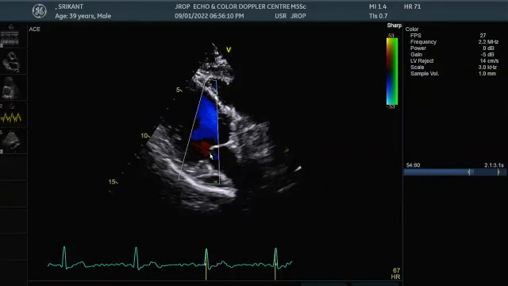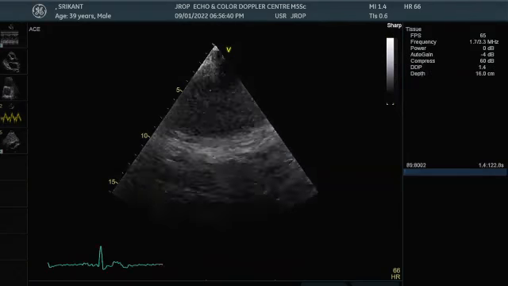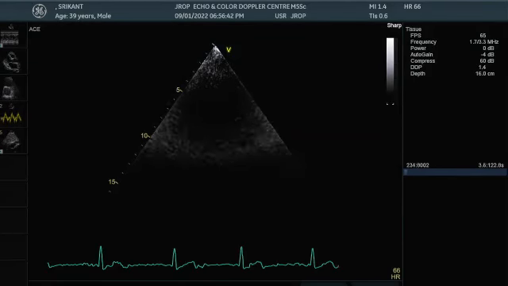We measure the width of this MR jet region. Anything less than 0.3 is considered mild. Anything more than 0.7 is considered severe. So this is how it is done with the vena contracta in the apical four chamber view. We see mild, moderate to severe.